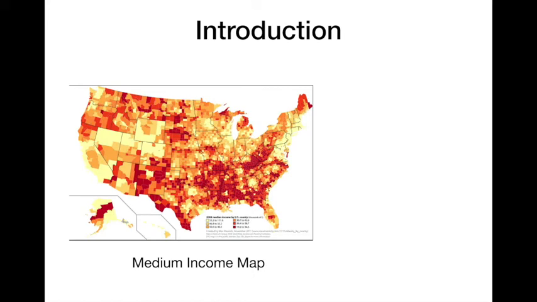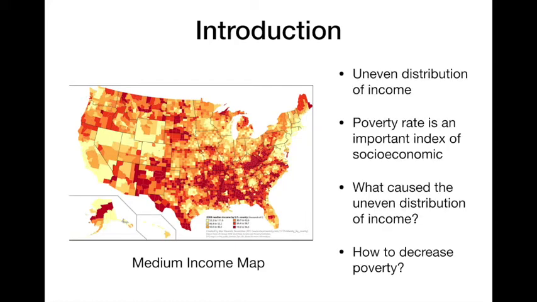This is a median income map in the US. From this map, we can see there is an uneven distribution of income. And as we know, the poverty rate is an important index of socioeconomic status. So we have two questions. What caused the uneven distribution of income? And another one is, how to decrease poverty?